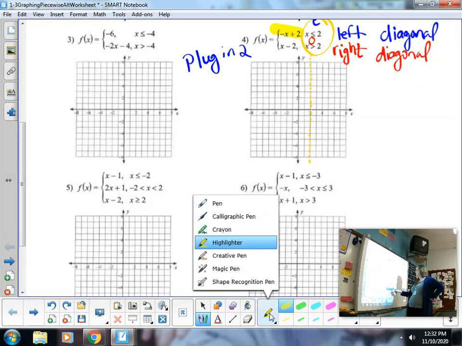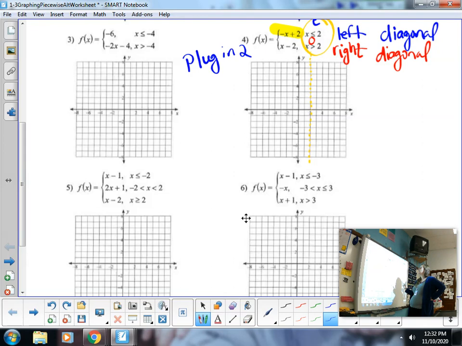So you see what I highlighted there? That is the piece of the function I'm going to use. I'm going to replace the x in that function with a 2. So I have -2 and then +2. And that's going to simplify to 0. Now, as I said, that is a closed dot. So that is the ordered pair 2, 0, because 2 is what I plugged in, 0 is what I got back. So I have a closed dot down there at 2, 0.